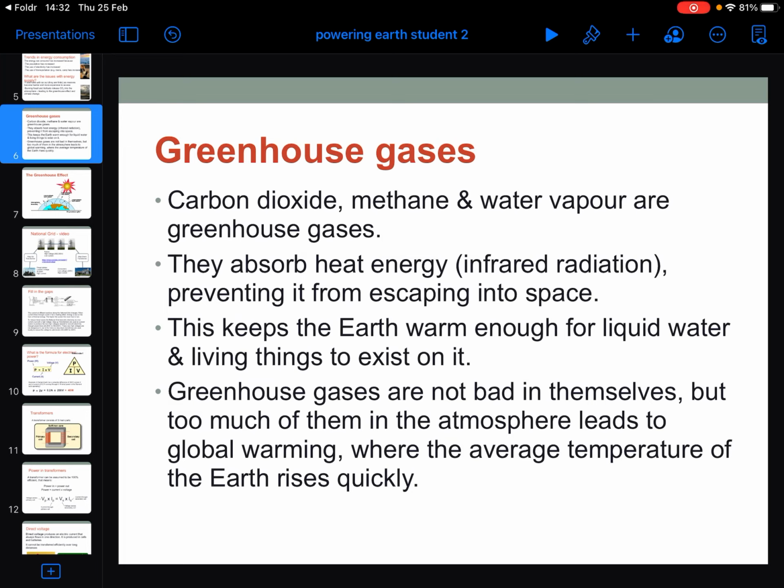Greenhouse gases are not bad in themselves, but too much of them in the atmosphere leads to global warming, where the average temperature of the Earth rises quickly, which is what we're obviously seeing at the moment.